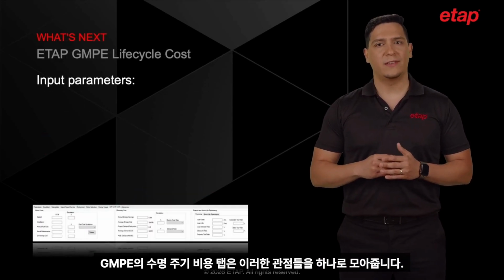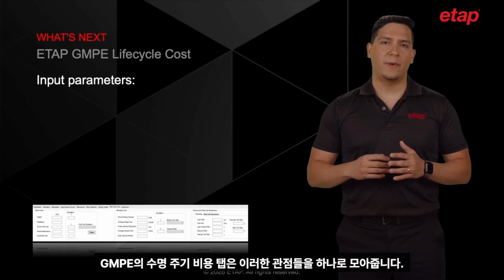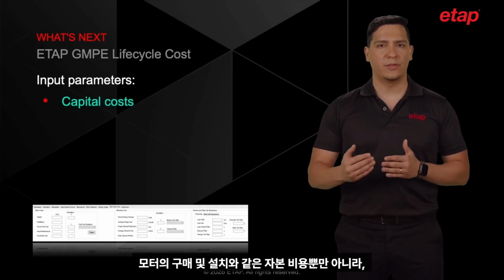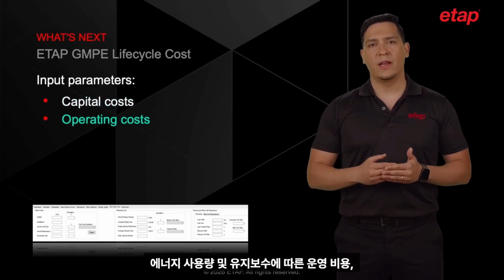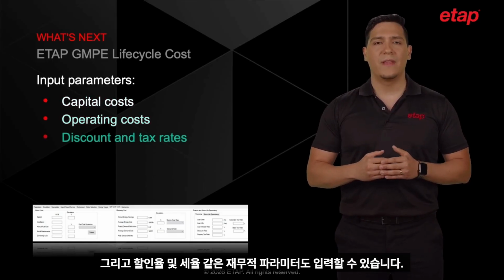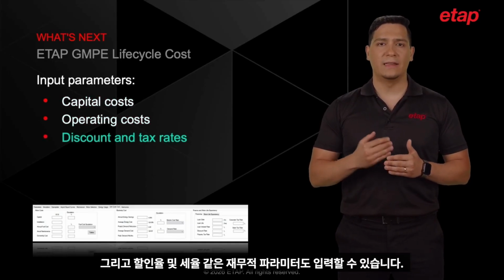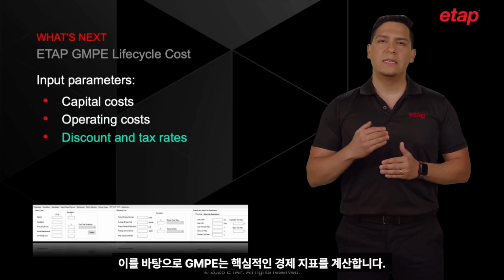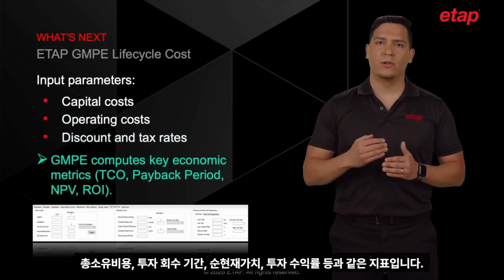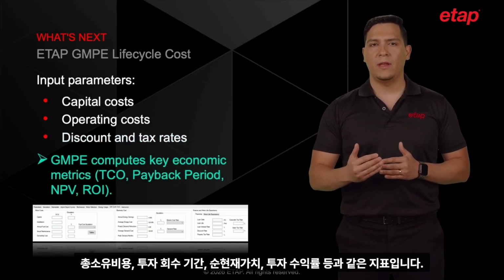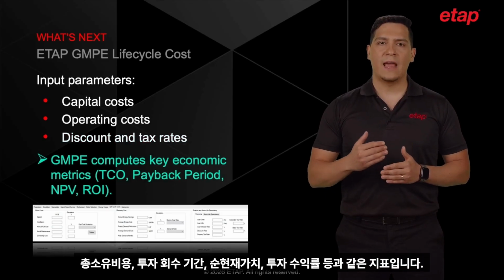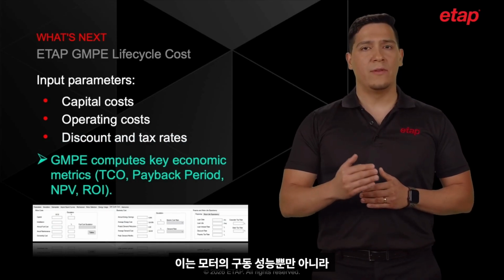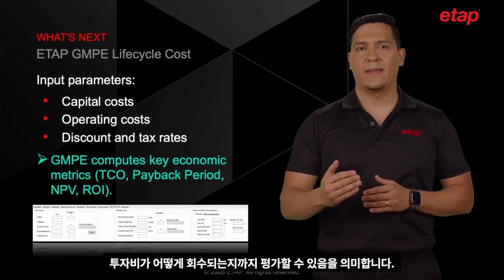The Lifecycle Cost tab in GMPE brings this perspective together, allowing you to input capital costs, such as for the purchase and installation of the motor, operating costs for energy usage and maintenance, as well as financial parameters like discount and tax rates. And from this, GMPE computes key economic metrics such as total cost of ownership, payback period, net present value, and return of investment. This means that you can evaluate not only how the motor runs, but also how it pays back.